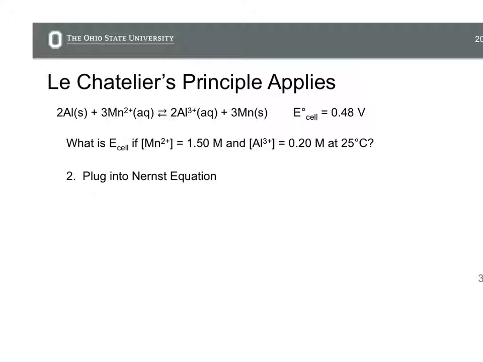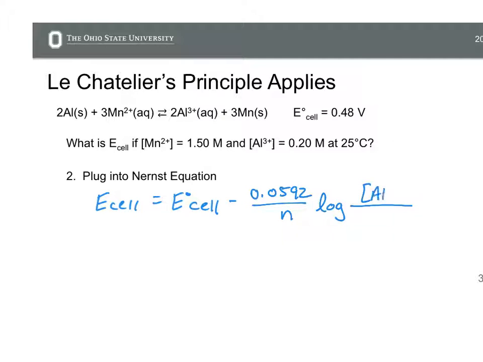So then we need to plug everything into our Nernst equation. E cell is equal to the standard cell potential. So that's something we're going to need to calculate from our standard reduction potentials. Minus 0.0592 over N times the log of Q. And in this case, Q is going to be the concentration of aluminum 3 plus squared over the concentration of manganese 2 plus cubed.